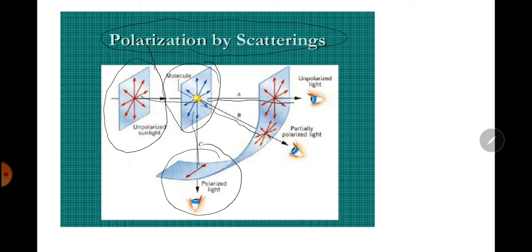So if you observe the polarization by scattering, you see different types of polarization. Partial polarization, you can see unpolarized light, you can see polarized light.